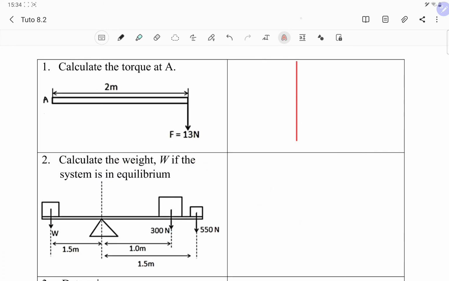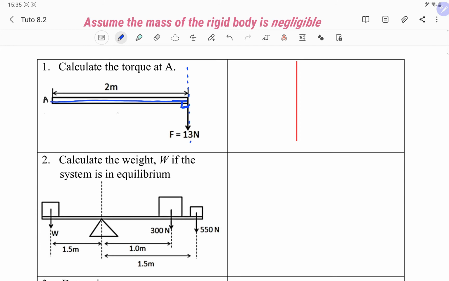Okay, let's look at an example. Calculate the torque at A. So A is the point of rotation. F is the force applied. So kalau kita lukis line of action dekat F, from the line of action, 90 degree dengan dia, distance pergi ke sini adalah moment arm.